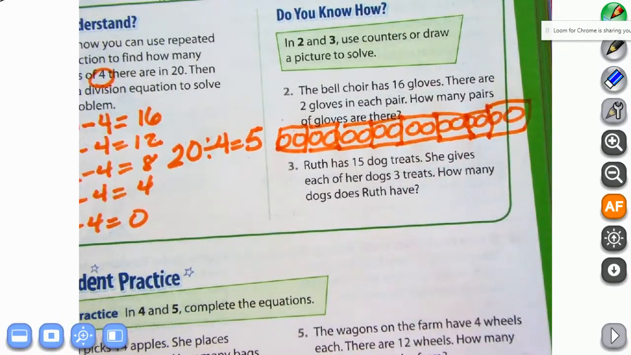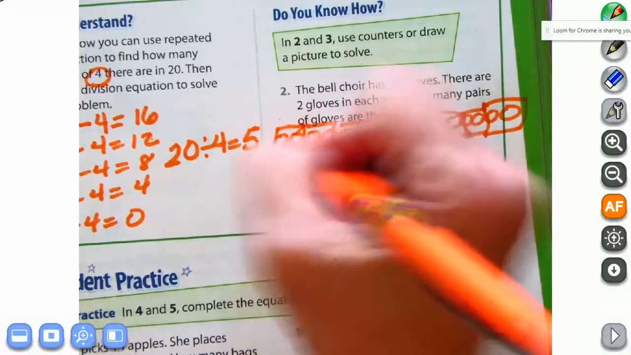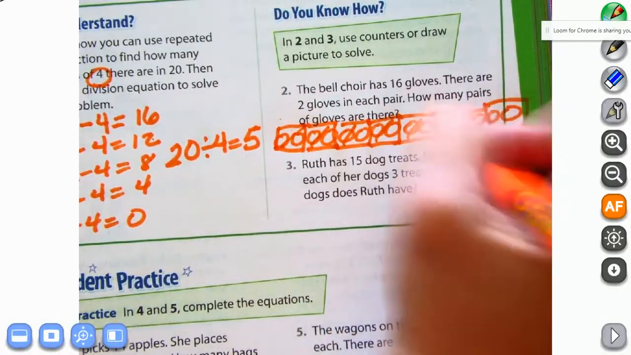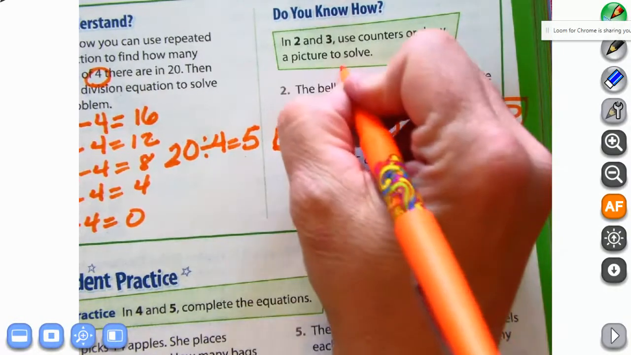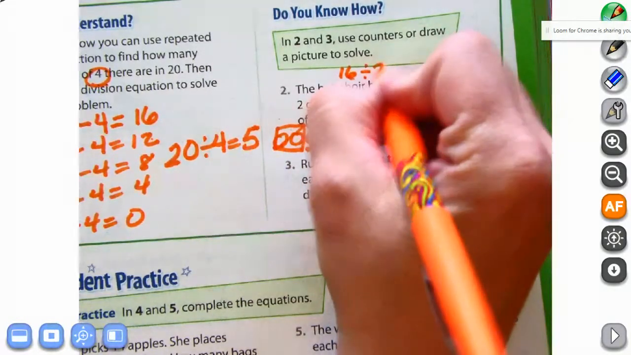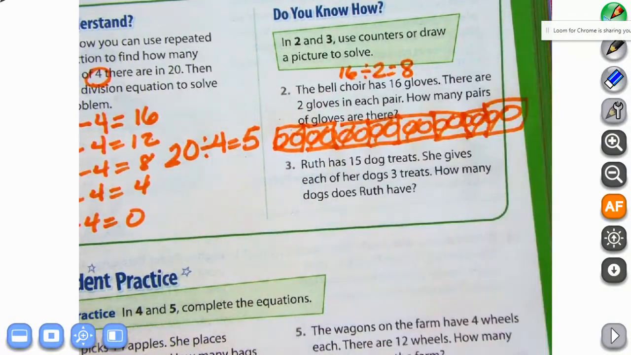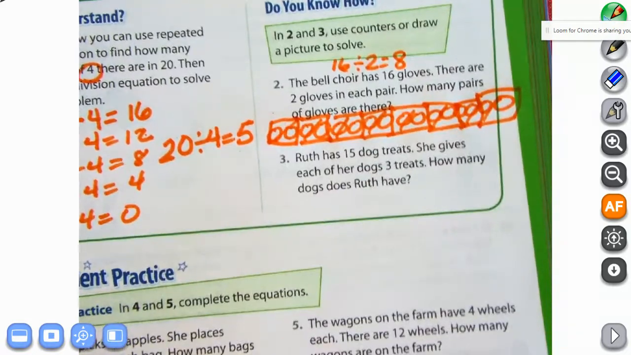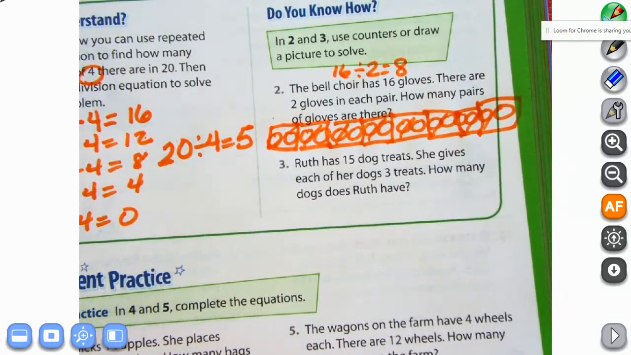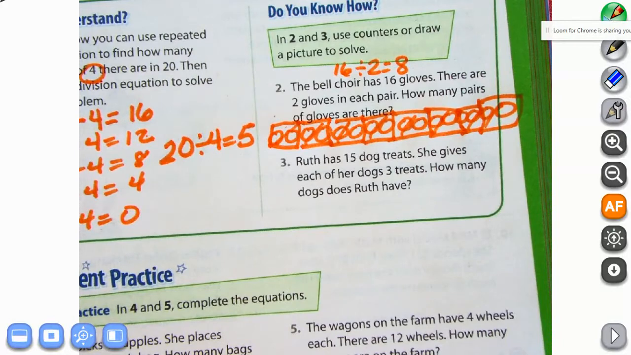So how many times were we able to make a pair of gloves? 1, 2, 3, 4, 5, 6, 7, 8. So 16 divided by 2 equals 8. Okay. And eventually you'll know your facts so well that you can do these without drawing a picture. But for now, we want to make sure that we can draw a picture to represent what we're talking about.